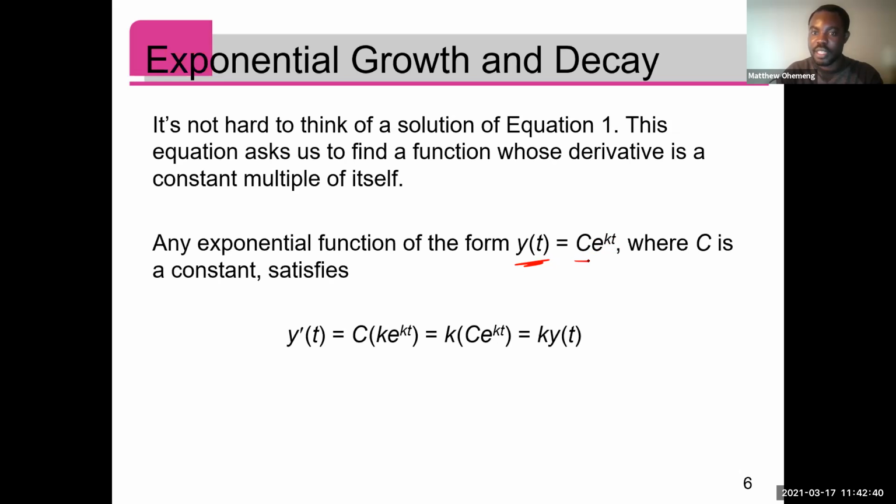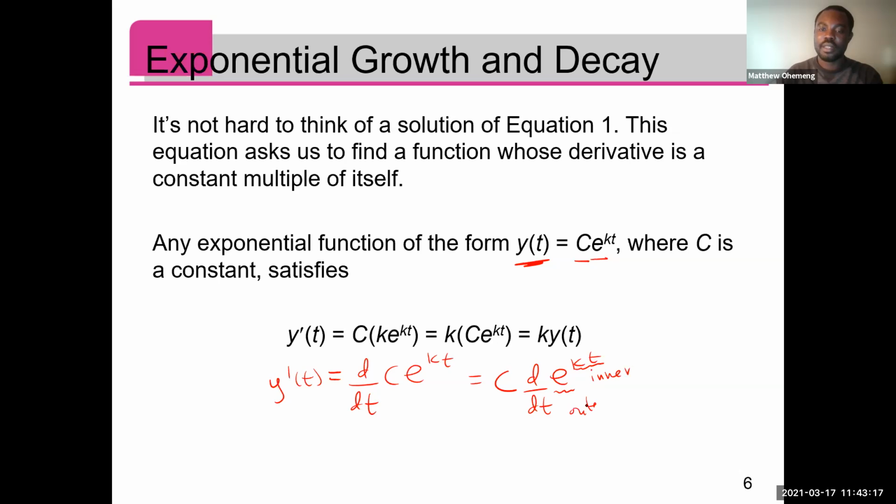So this is the structure: y of t equals c e to the kt. How come this is the structure? Let's look at this. If we differentiate this, let's see if it's proportional to the function itself. So we get y prime of t. The k and the c are constants. For this one, you do the constant multiple rule, pull out the c, and take d over dt of e to the kt. For that part, you do the chain rule, because there is an inner function and an outer function.